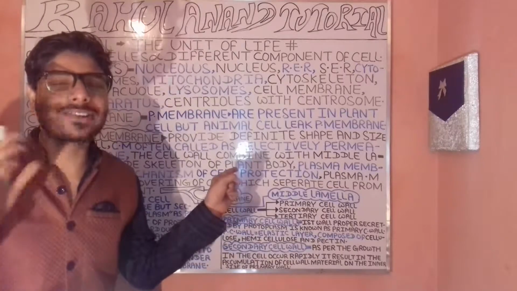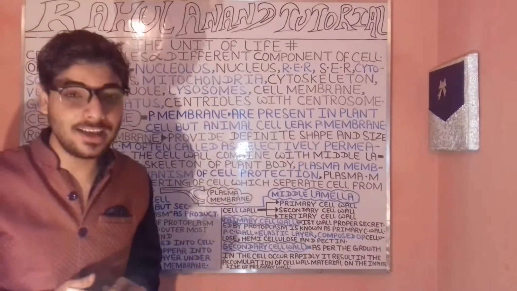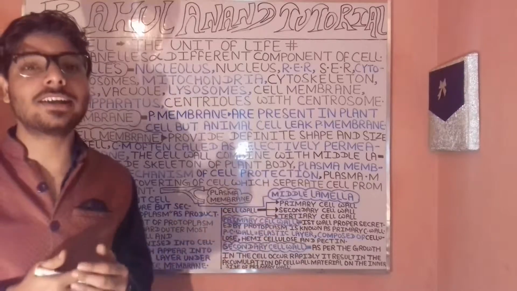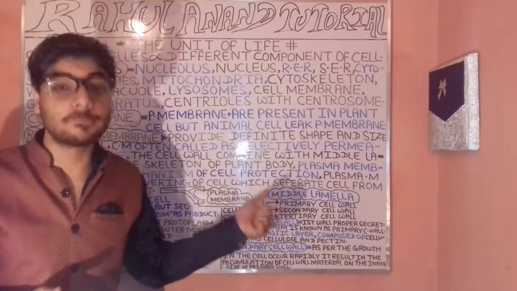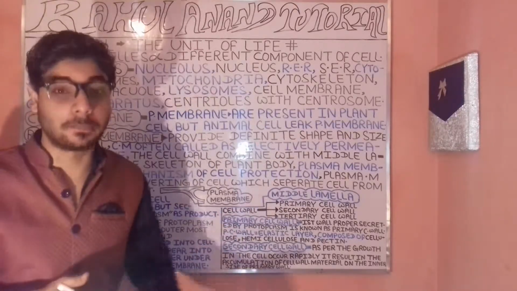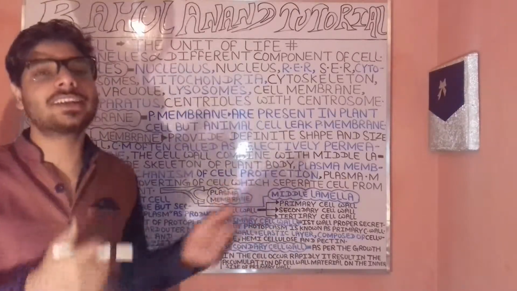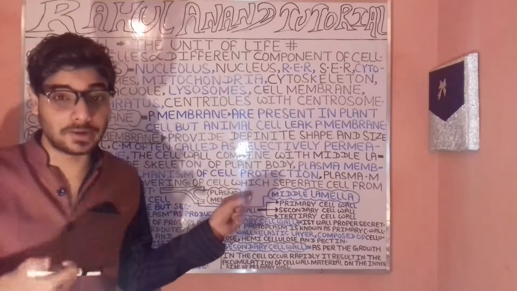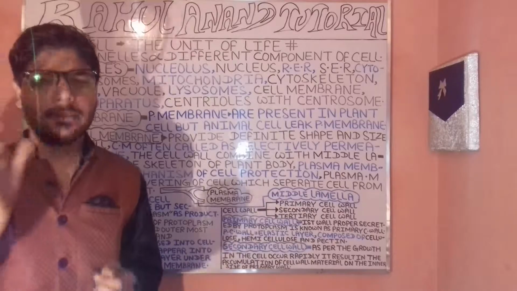When we are talking about the plasma membrane, you have to understand certain facts. In the plant cell, you will have the presence of the plasma membrane. When we are talking about the animal cell, what will you have? You will have a lack with reference to the plasma membrane.